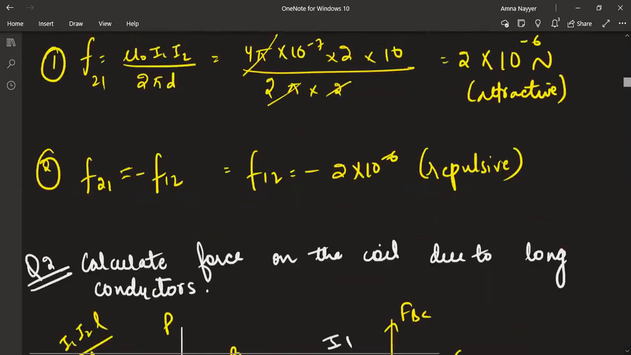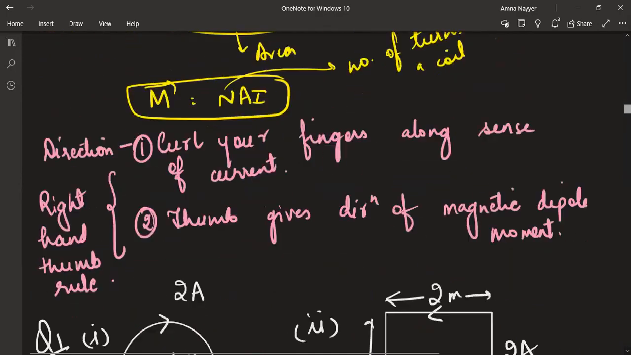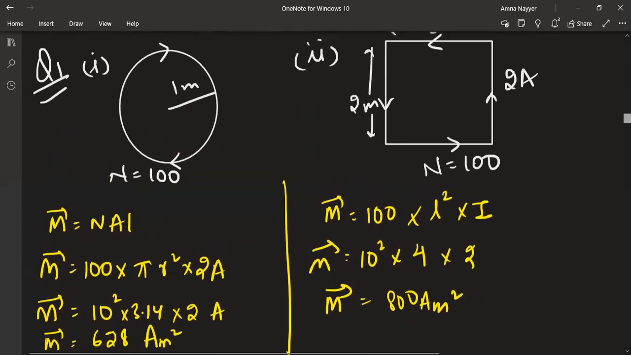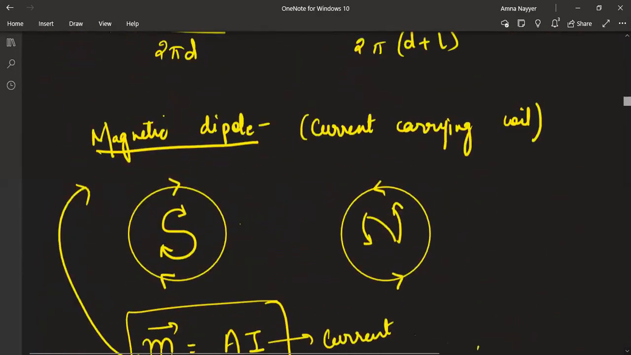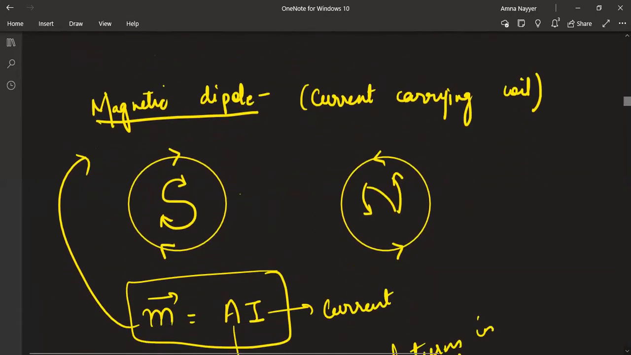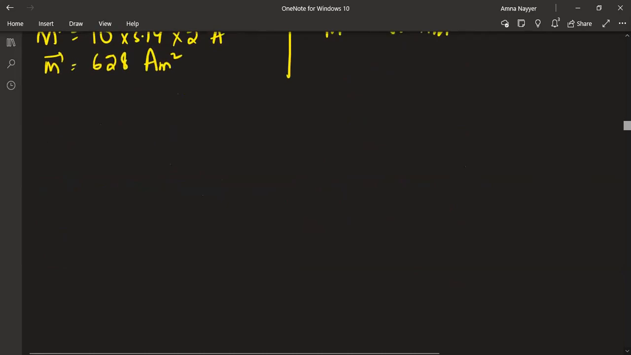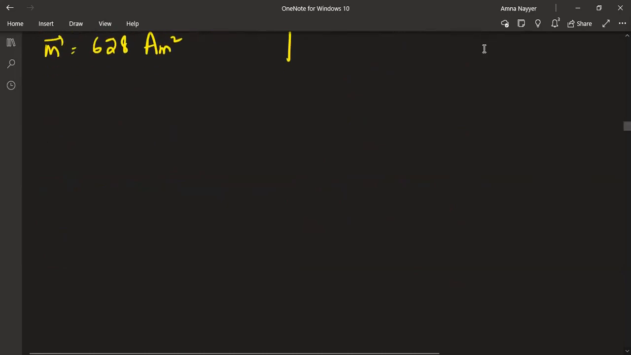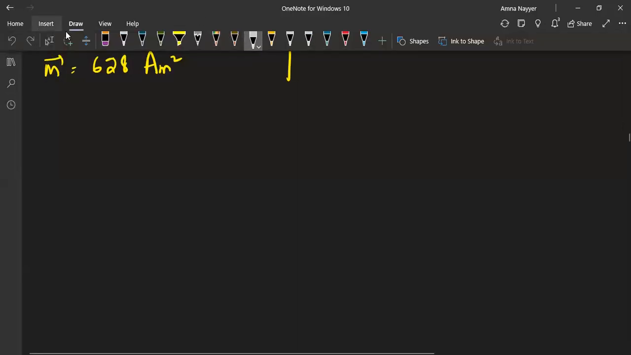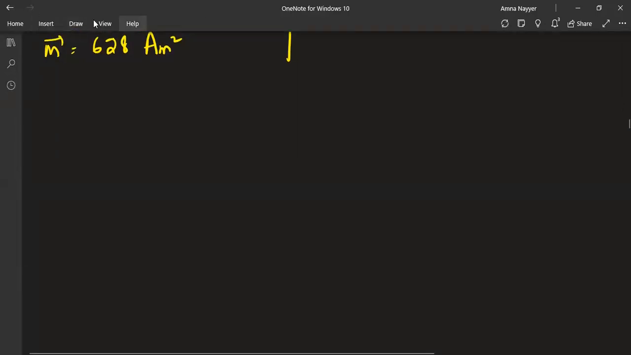Then the definition of 1 ampere can also be asked. And class, the magnetic dipole moment is A into I, current multiplied by the area of the coil. Now, if N number of turns are there, you will make it N A I. Fine, let us practice some questions. If you get the answers, do reply to me in the chat box so that we can discuss it.